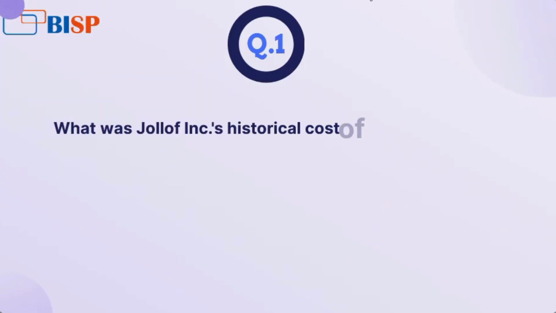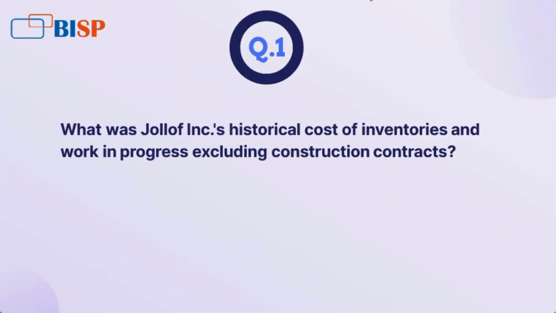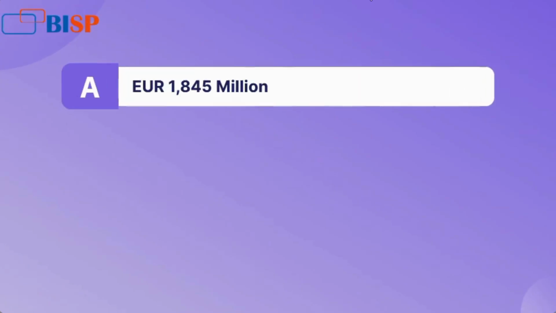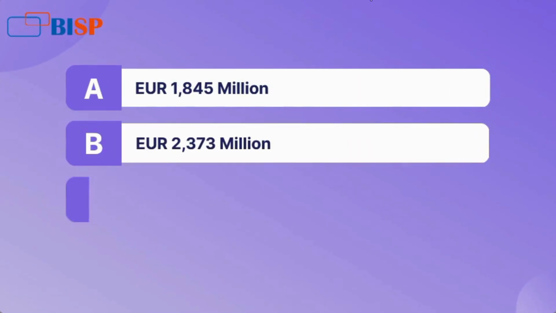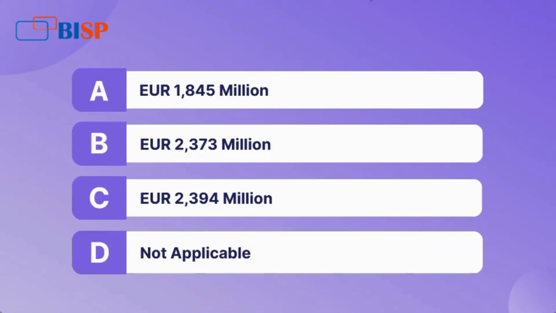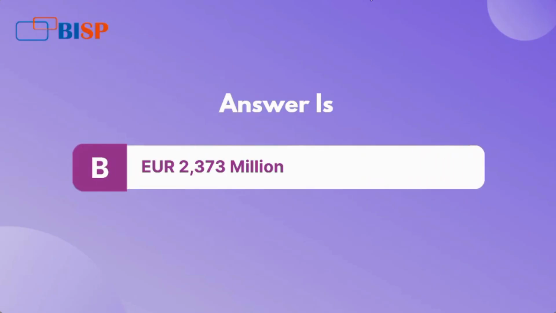What was Jollof Incorporated's historical cost of inventories and work in progress excluding construction contracts? A. 1,845 million euros. B. 2,373 million euros. C. 2,394 million euros. D. Not applicable. Answer is B. 2,373 million euros.